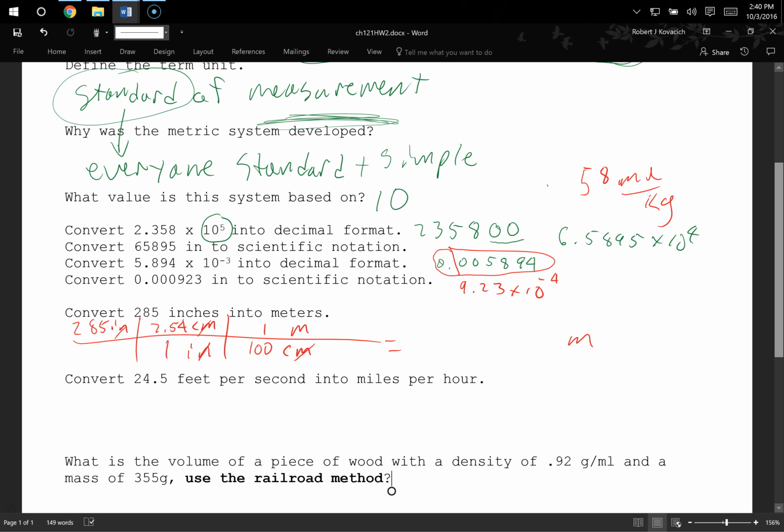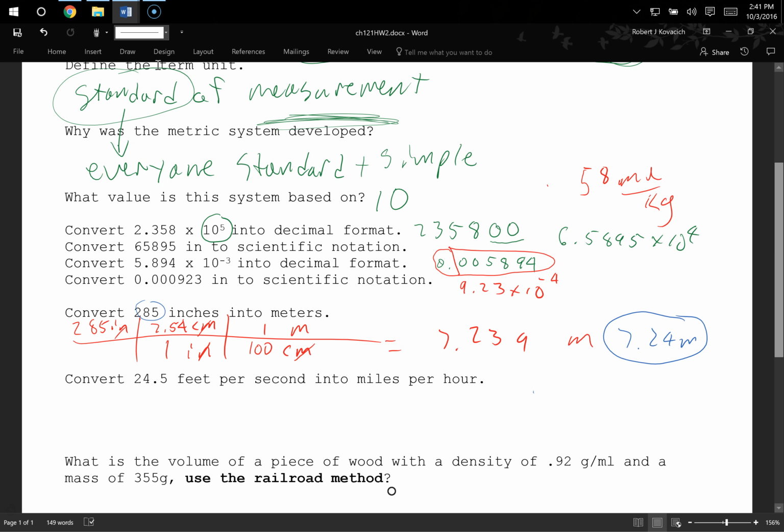285 times 2.54 divided by 100. So I get 7.239 meters. Am I good? I'm not. What do I need to do? Sig figs. So my sig figs for this are going to be what? 7. Why is that happening? 7.24 meters, because I've only got 3 sig figs over here, so I can only report 3 sig figs. It rounds up because the number after that is a 9, so I take that 2.3 up to 2.4.